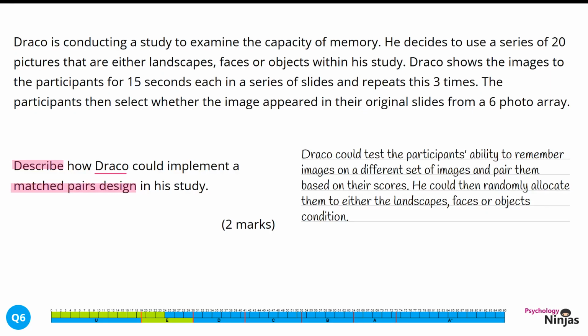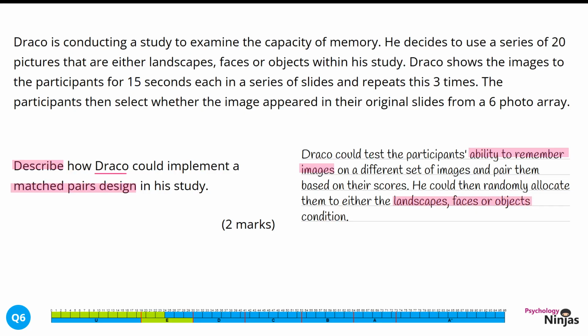First of all, we've talked about matching the participants based on a specific variable that's appropriate for this study. Here we've gone for the ability to remember images. The other thing we need to do in a matched pairs design is then randomly allocate 1 member from each of our pairs. And we've talked again about how this links back into the study because we've identified the different conditions in Draco's study.